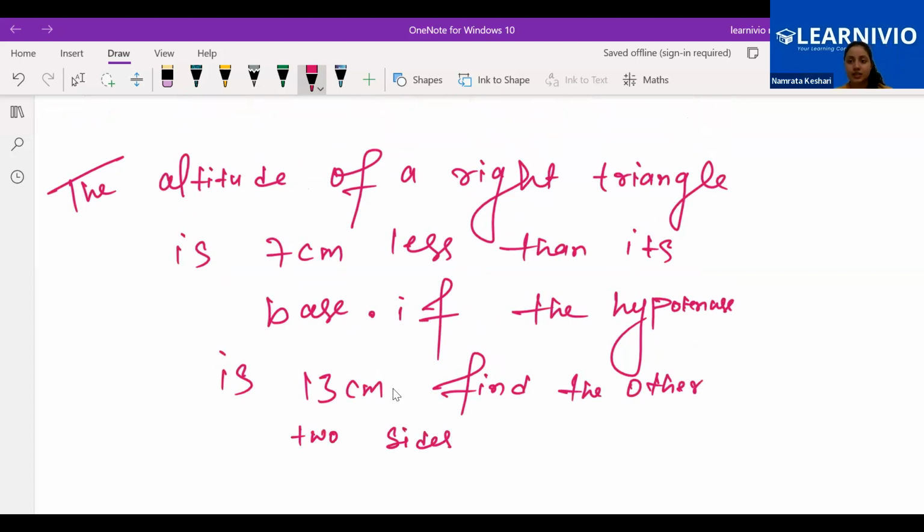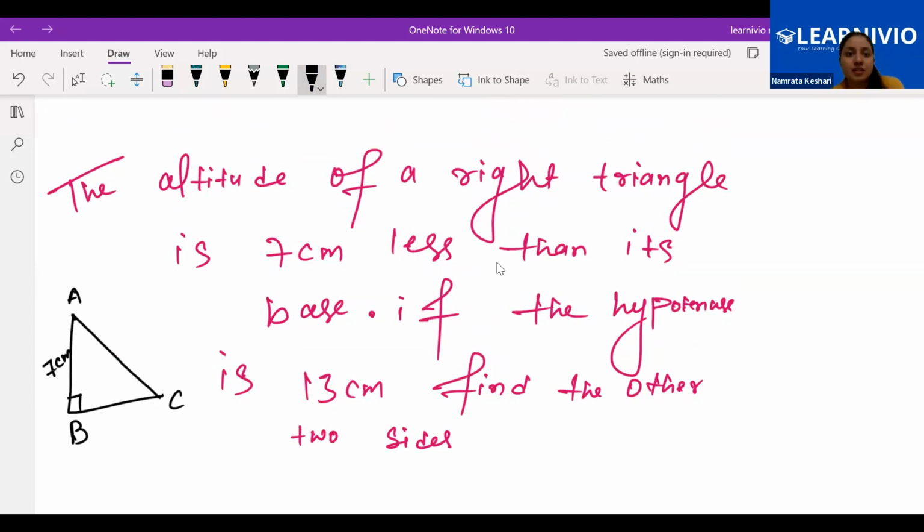Okay, let's try to understand. The altitude of a right triangle is given. Altitude of a right triangle, that means height is given. Let's draw a right angle triangle, A, B, C. Here we are having 90 degree. It's a right angle triangle. Altitude means AB, the height. That is given. The altitude of a right triangle is 7 centimeter. Perfect.